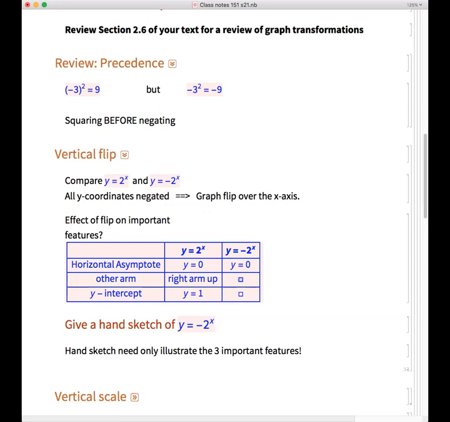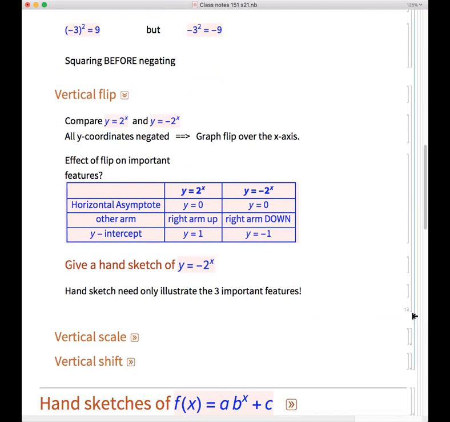Now, when that happens, the horizontal asymptote is not going to change. We're going to have a drastic change in the other arm, though. As we do a vertical flip, now we're going to have right arm down. That's the flip here. And as we flip over the x-axis, the y-intercept is going to go from 1 to -1.